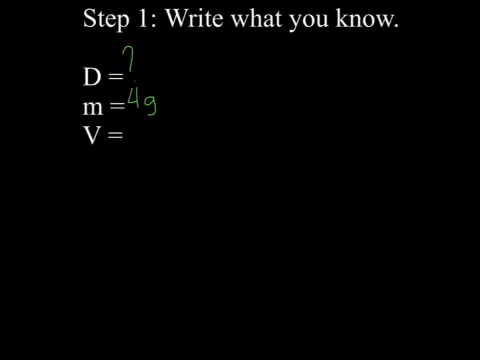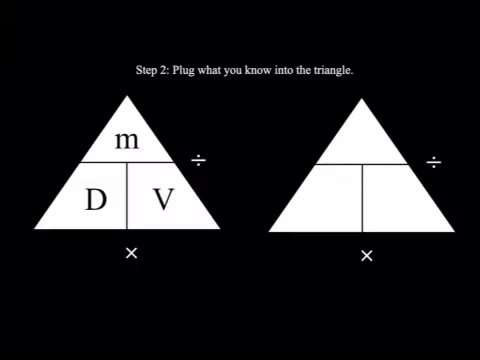What about our volume of the rock? Do we have that? Exactly. 5 centimeters cubed. Remember, it's centimeters cubed because it's a solid. So now that we wrote down exactly what we know, let's go on to step 2. Plug what you know into the triangle. So let's go ahead and start by looking at this first triangle right here.